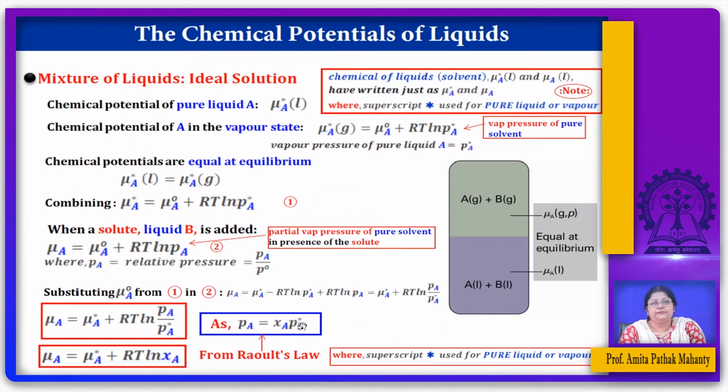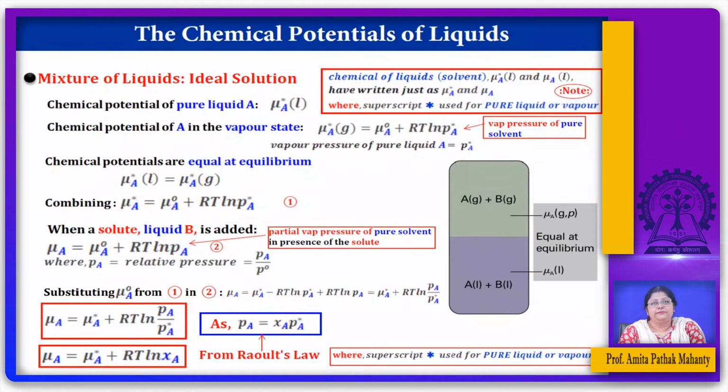Now, whenever we are talking about pressure, we have to understand that the vapor pressure we are talking about, we are taking that vapor pressure to behave as an ideal gas. Okay, that is the approximation we have made.